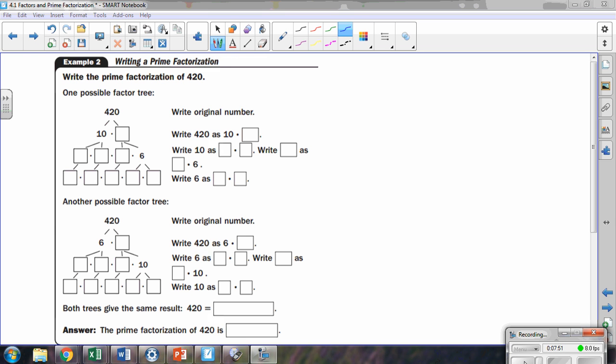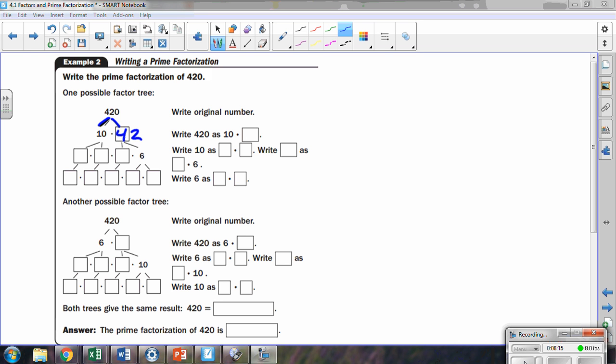Refreshing your memory, here's a factor tree. So we will use a factor tree to get the prime factorization, first for the number 420. Now when we did that, we'd start off and say, what are two numbers that will multiply to give you 420? In this instance, we have 10 times 42.